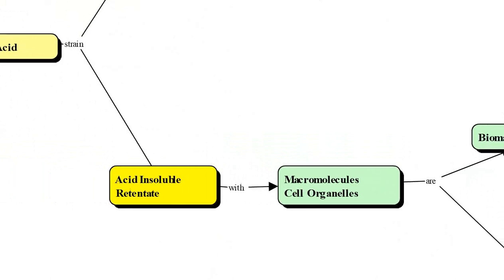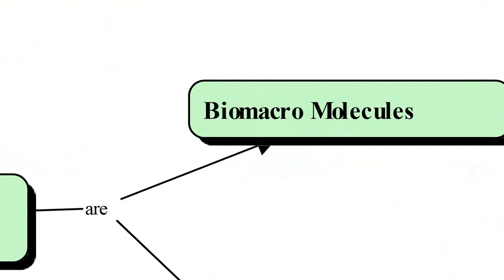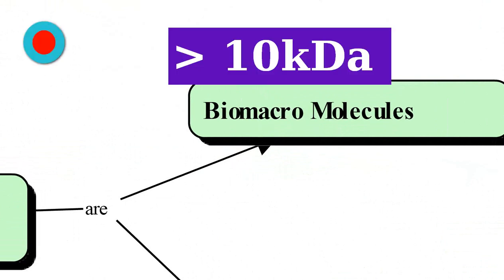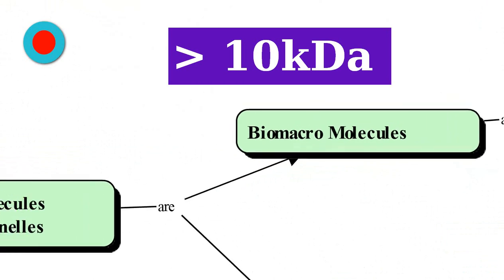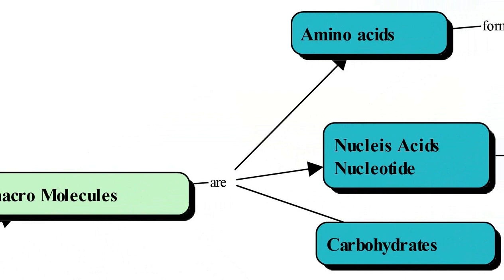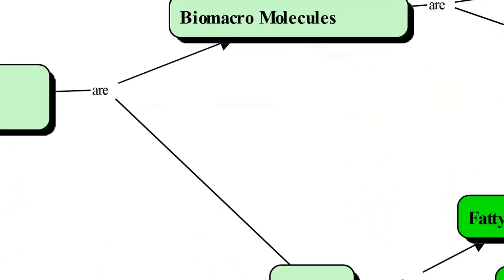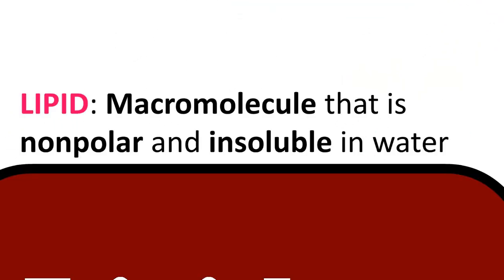The major components present in the acid insoluble retentate are the biomacromolecules whose molecular weight is higher than 10 kDa, that means 10,000 Daltons. The major biomacromolecules present in the acid insoluble retentate are the proteins, nucleic acids, as well as the carbohydrates. The important component present in the acid insoluble retentate which is not a biomacromolecule is the lipids. And these lipids can be defined as molecules that are non-polar and insoluble in water.